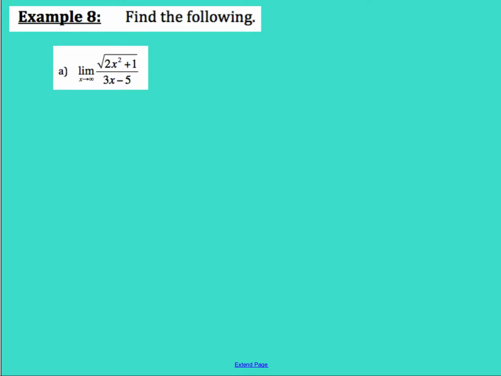So the first thing is, as soon as I see something's going to infinity, I'm going to divide out by the highest degree in the denominator. Okay, so in this case, my highest degree is x. So I'm going to divide everybody by x.